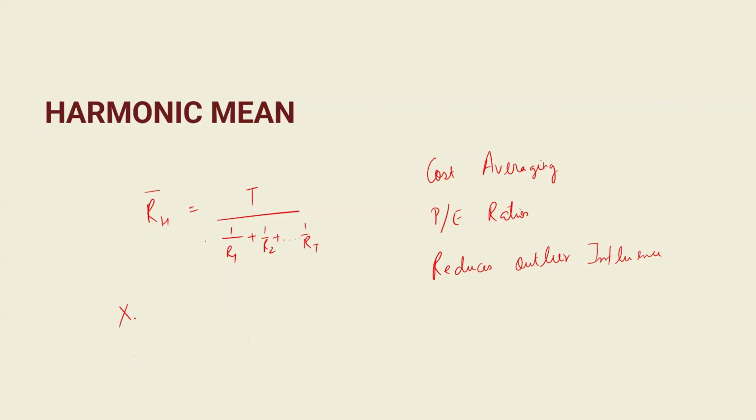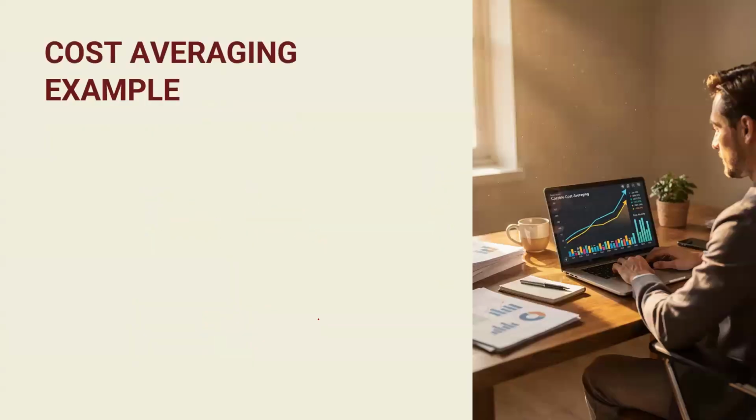So instead of returns, if we go for prices, we can have the harmonic mean of the prices or costs as equal to n divided by 1 over x1 plus 1 over x2 plus dot dot dot 1 over xn. Okay, now let us try and understand this cost averaging part using a very, very simple example.